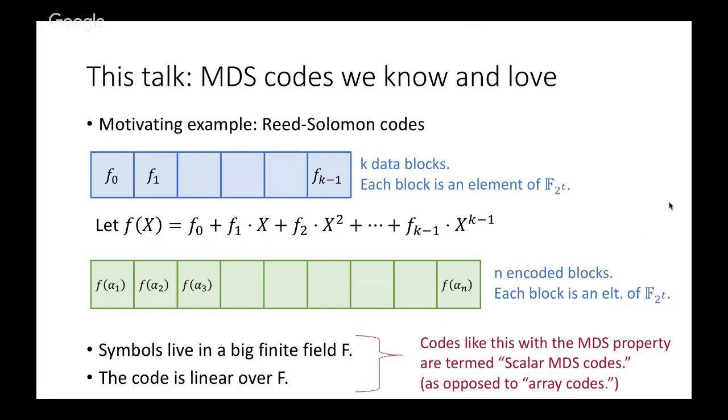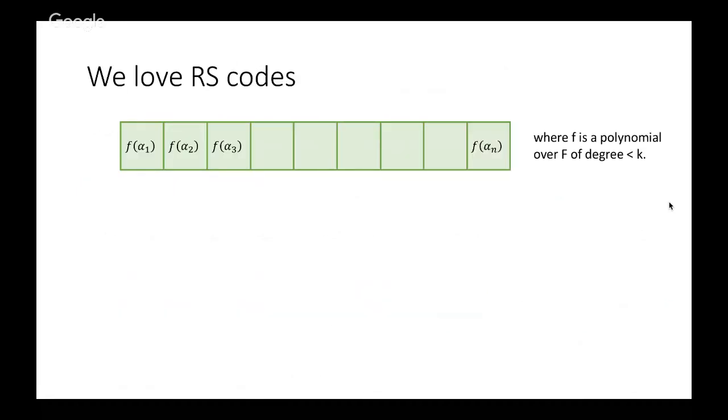Right, so that's what this talk is about, and in particular, it's about MDS codes we know and love. The motivating example is Reed-Solomon codes, and I just want to briefly deviate from the narrative to point out that we do love Reed-Solomon codes, or I love Reed-Solomon codes. They're my personal favorite code.